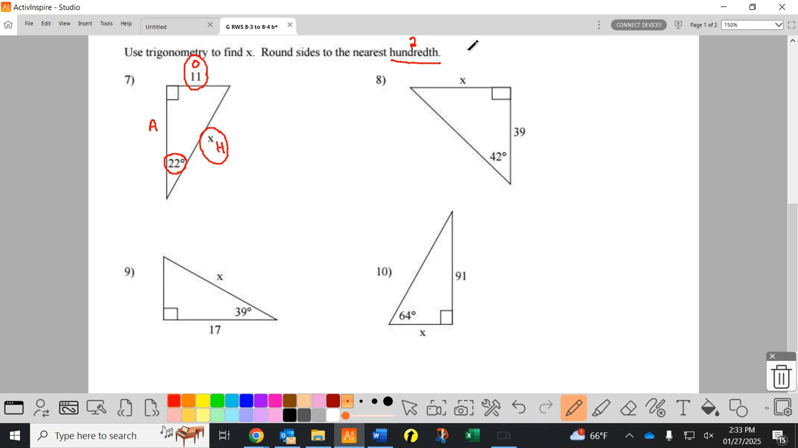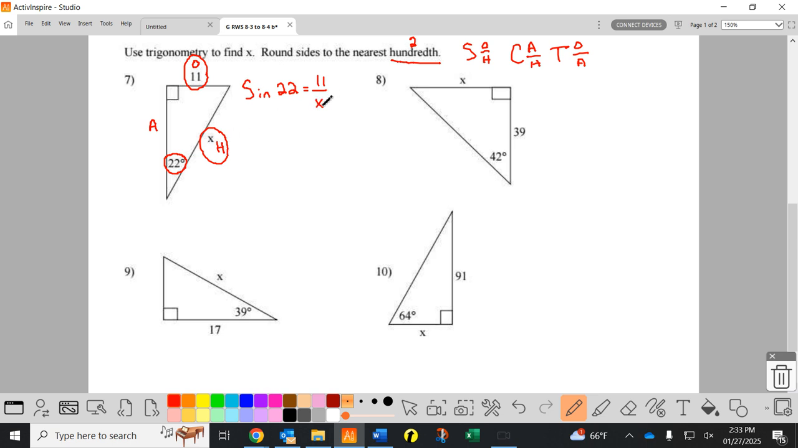Remember, we're still doing SOH CAH TOA. You'll have that formula sheet on the day of the test that has this on there. So the one that has opposite and hypotenuse is going to be SOH, which is sine. It's going to be sine of the angle, which is 22, equals opposite 11 over the hypotenuse, which is x.